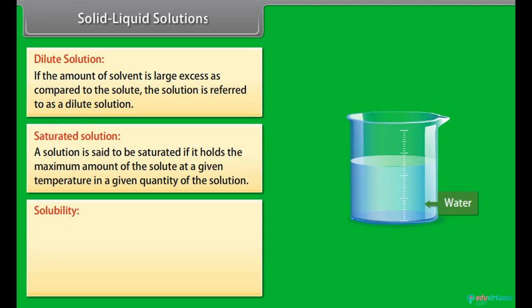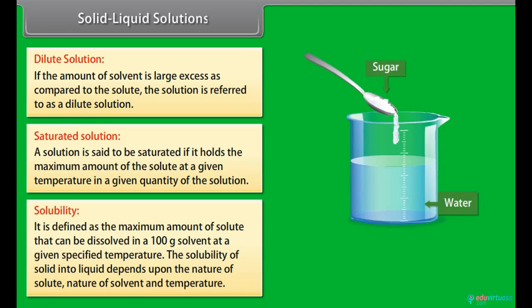Solubility. It is defined as the maximum amount of solute that can be dissolved in a 100 gram solvent at a given specified temperature. The solubility of solid into liquid depends upon the nature of solute, nature of solvent, and temperature.